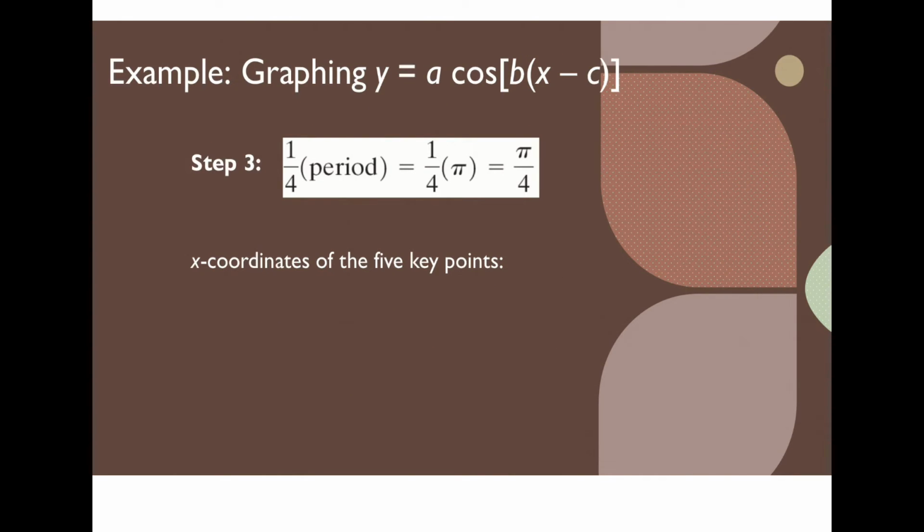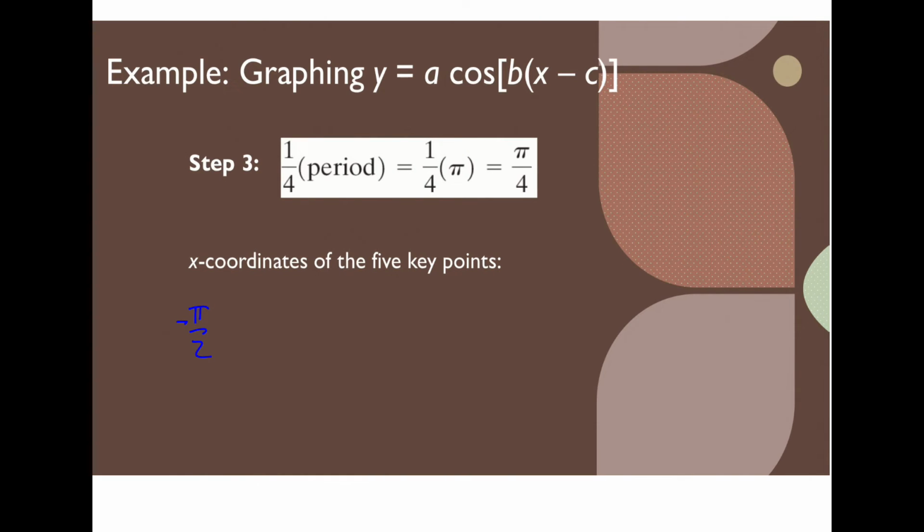So let's try to figure out our key coordinates here. We're starting at negative pi over 2, right? That's our starting point. And we want to divide up our period by 1/4, because there's 4 points. Remember, we have our high point, which is our starting, then we hit the x-axis with cosine, then we go down, then we hit the x-axis again, and then we go back up to the top. That's the cycle of a cosine graph looking like this.